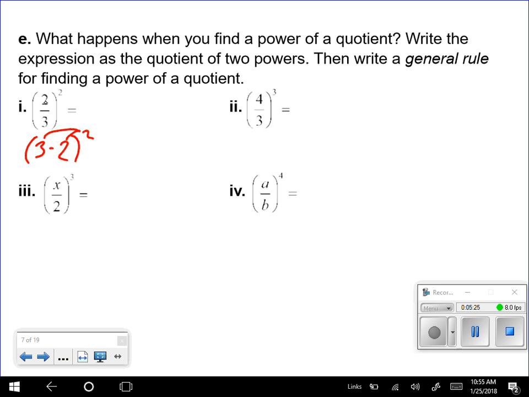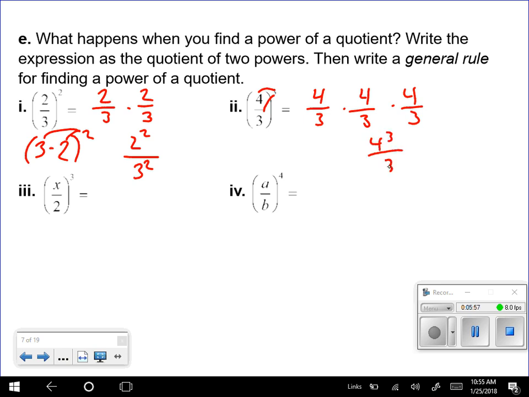So this is saying 2/3 squared. So what we have here is 2/3 times 2/3. And another way we could write that is 2 to the second power over 3 to the second power. So what we're doing is we are distributing the exponent into the top and the bottom, because if we wrote this out, 4 thirds times 4 thirds times 4 thirds, we would have 4 to the third power and 3 to the third power.